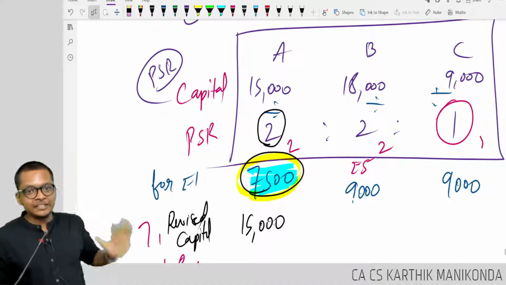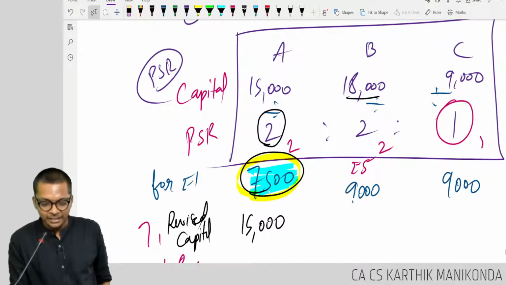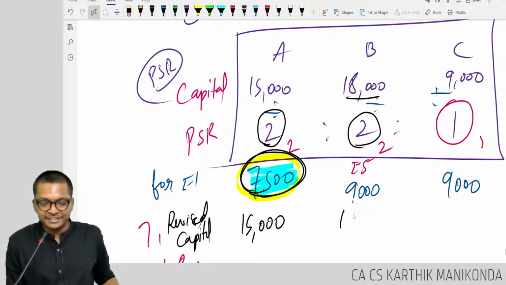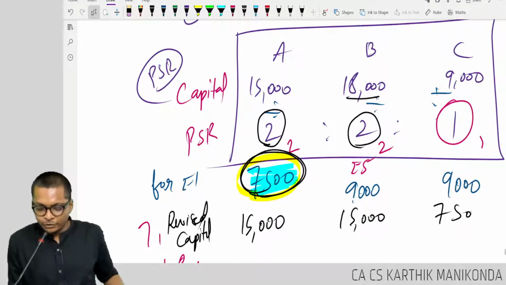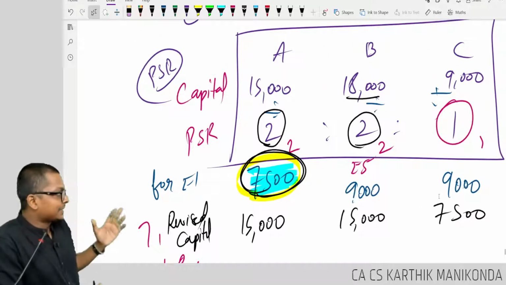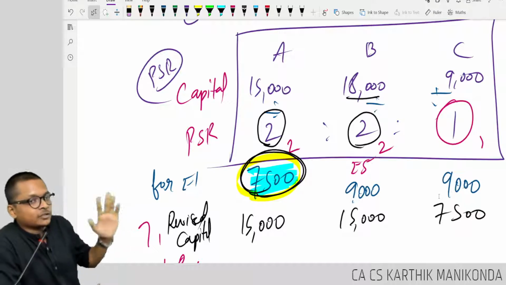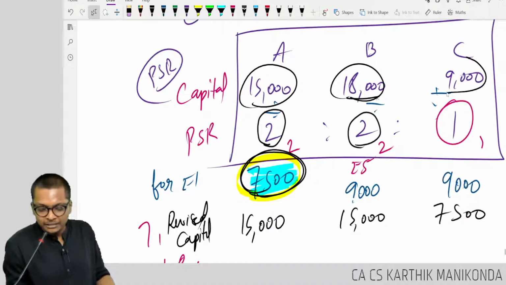A correctly gave 15,000. Now B is saying I also should not have invested 18,000. If I invested 7,500 for 1 rupee, then for 2 rupees I should have invested 15,000. Correct? C also is saying, you are right, I invested 9,000, no, I should have invested only 7,500. So they are saying the capital should have been 15,000, 15,000, 7,500. But actually it is 15,000, 18,000, 9,000.